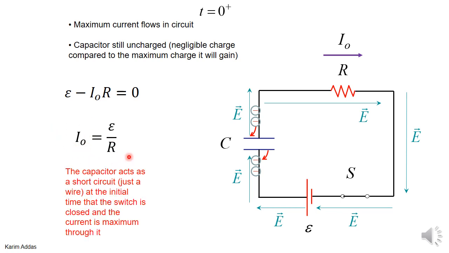Now notice that at this initial time, the capacitor acts like a short circuit. It's as if it doesn't exist. It's as if this is just a wire. There was no potential drop across it.